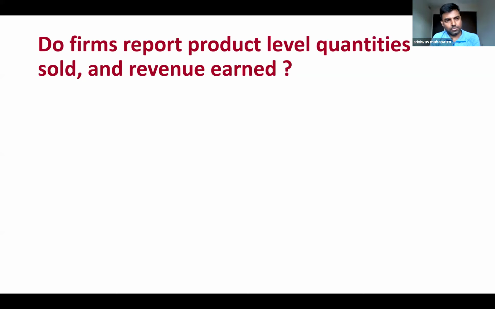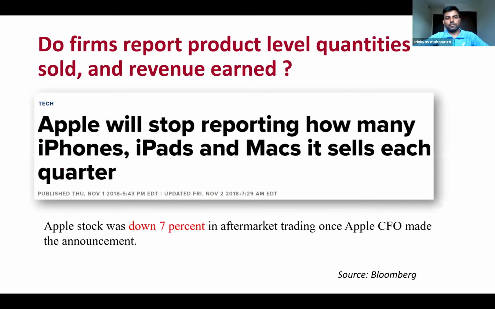The first question that comes to our mind is, do firms really report product level quantities sold and revenues earned? Then let me give some anecdotal evidence around it. Here's a snippet from 2018 about Apple. Apple stopped reporting how many iPhones, iPads, or Macs they are producing or selling, the quantities. And on the same day, the stock went down by roughly 7% in the aftermarket trading.